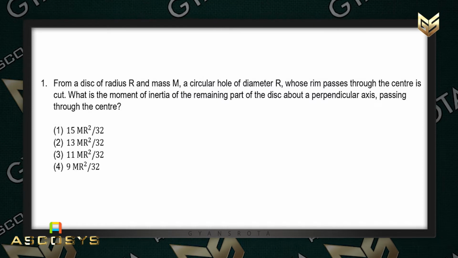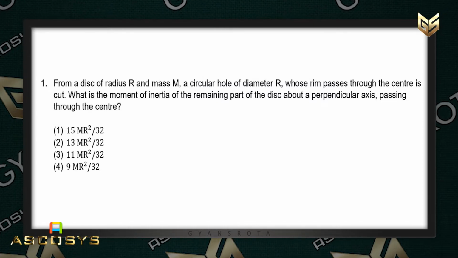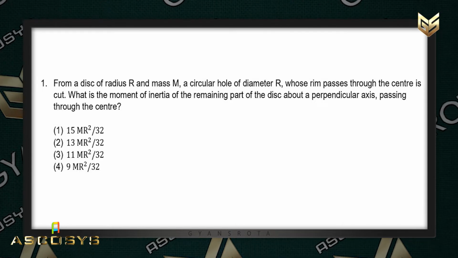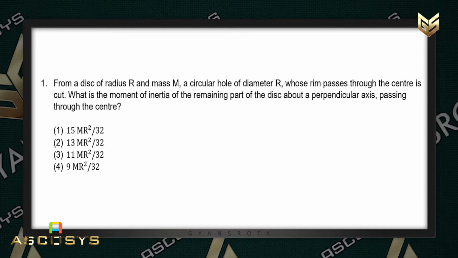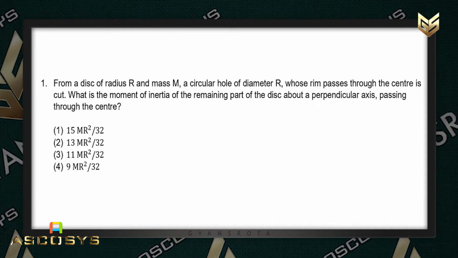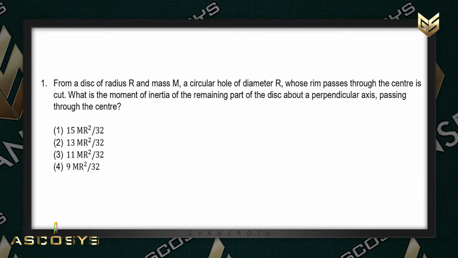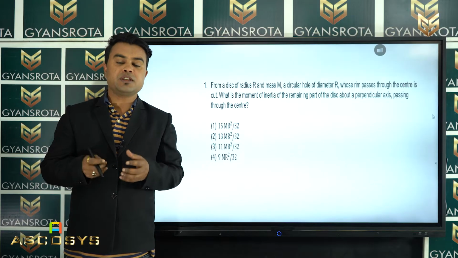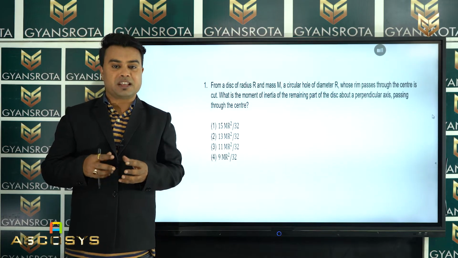It says that from a disk of radius r and mass m, a circular hole of diameter r whose rim passes through the center is cut. What is the moment of inertia of the remaining part of the disk about a perpendicular axis passing through the center? This question came from the system of rotational bodies of class 11.